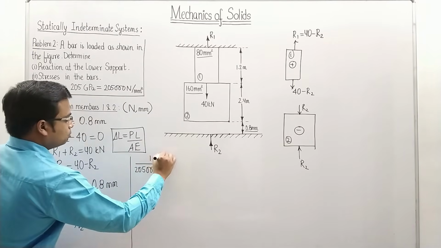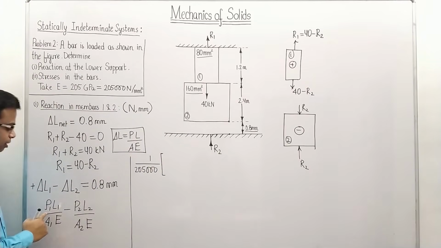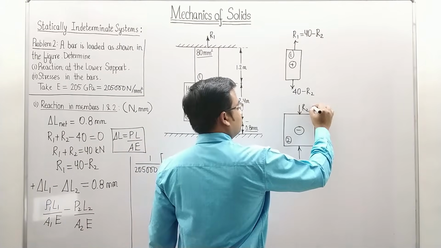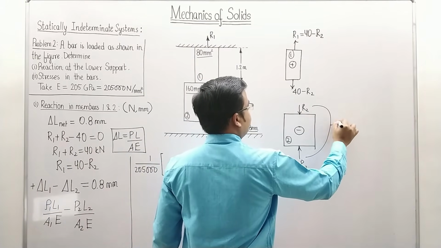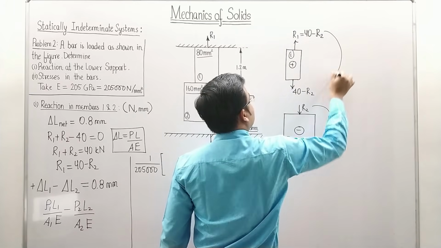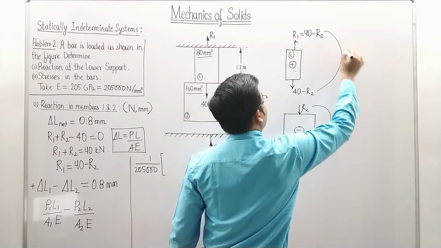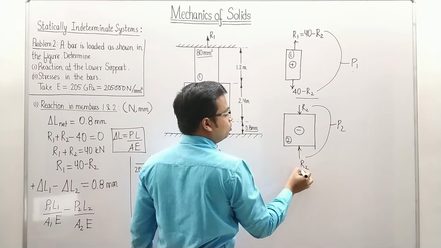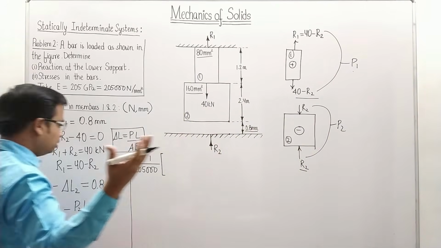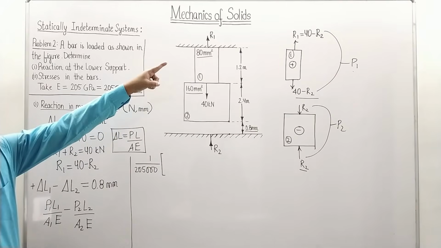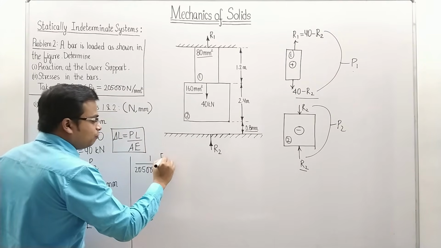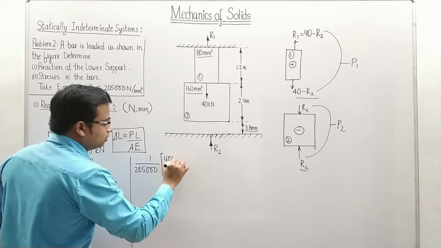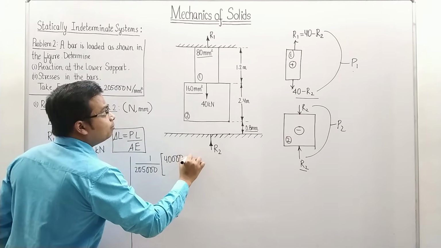Okay, so the stuff inside. Where is P1? These two fellows are P2 and these two fellows are P1. The force acting along member 1 is P1, which is equal to 40 minus R2. The force acting along member 2 is R2. So the value of P1 is 40 minus R2. Not 40, but 40,000 in newtons: 40,000 minus R2.